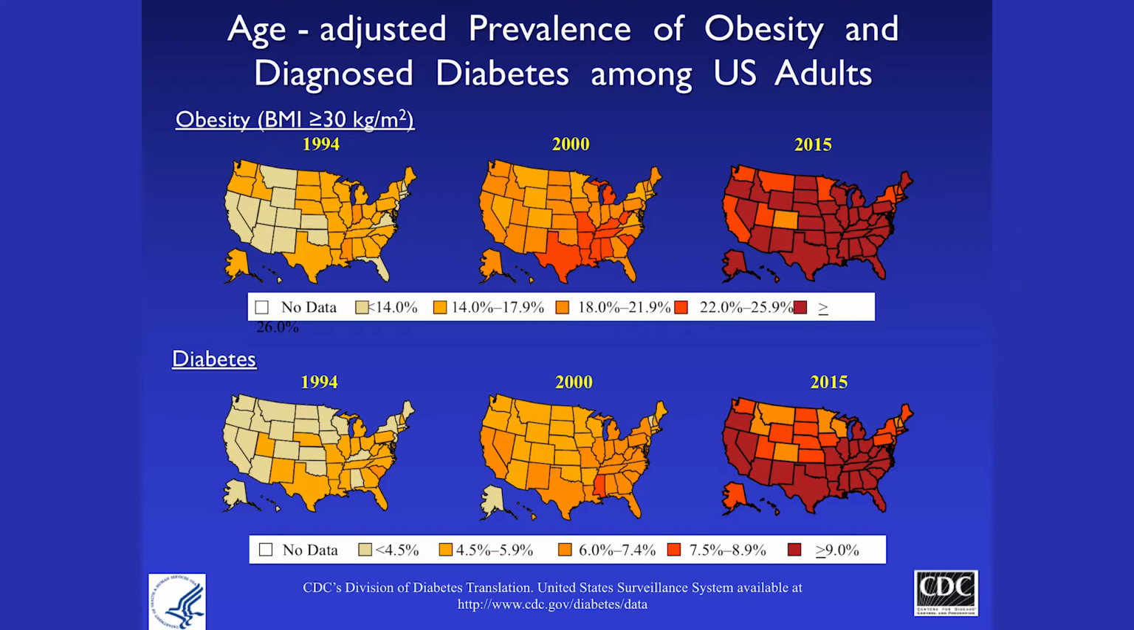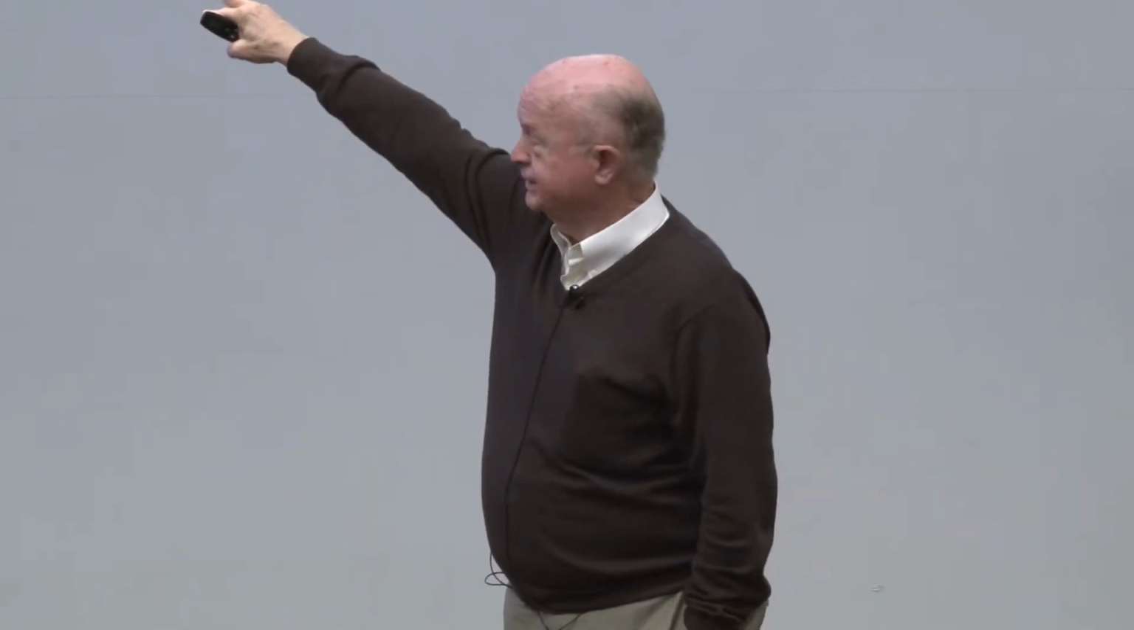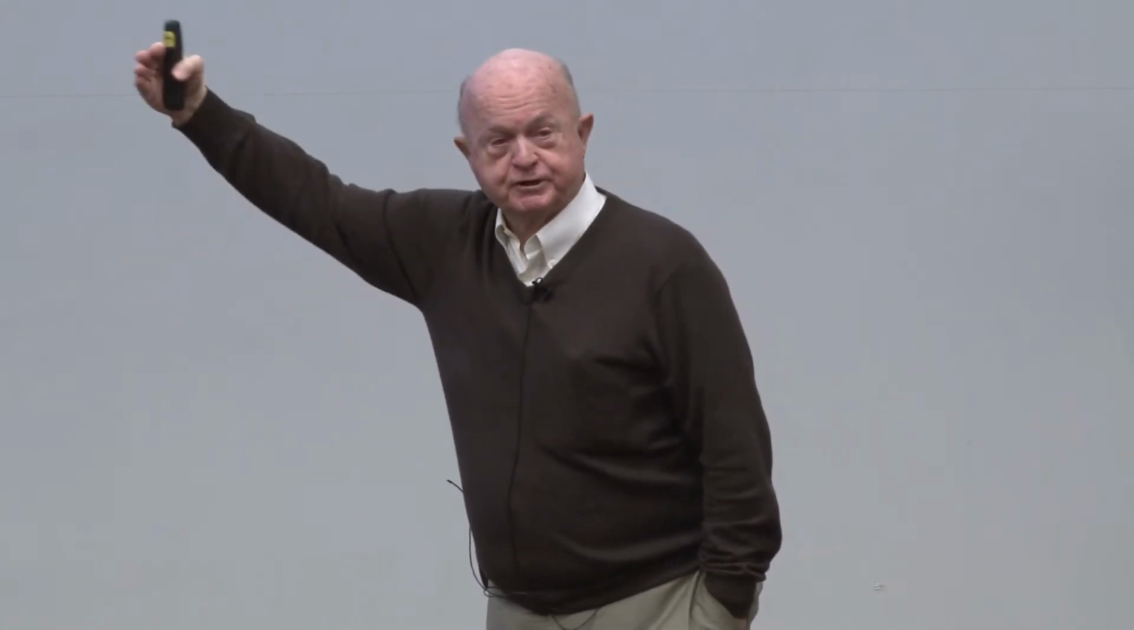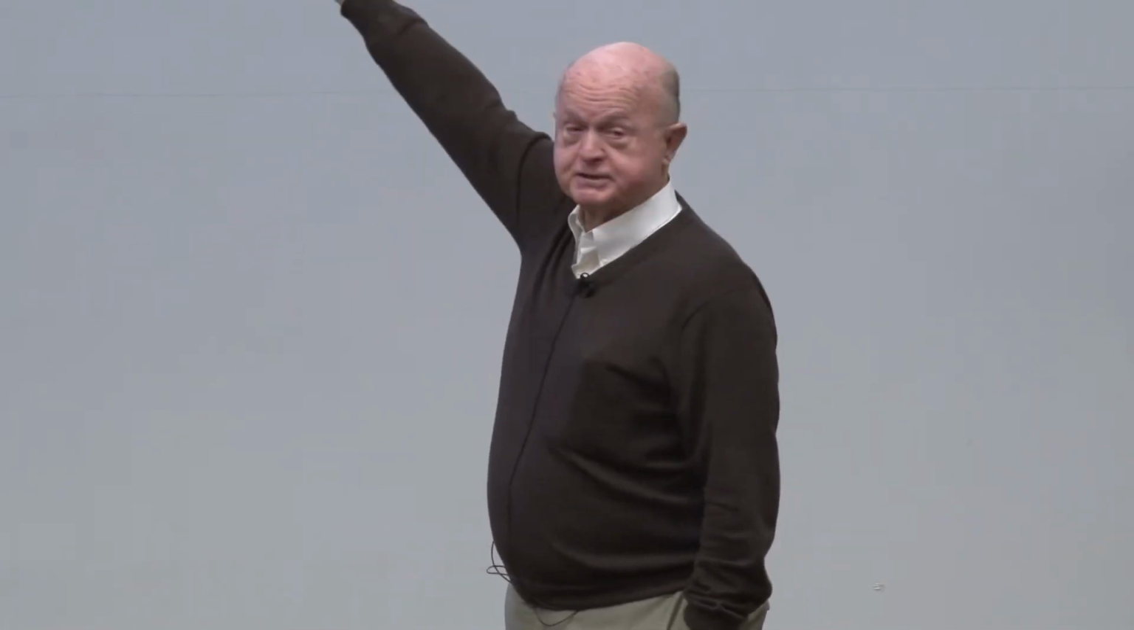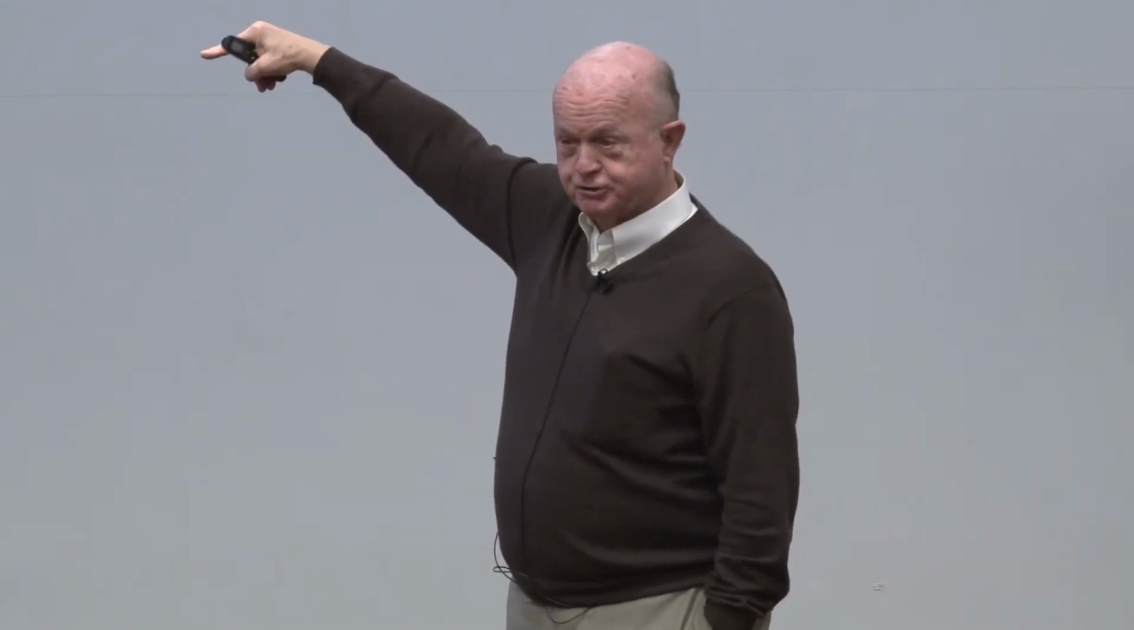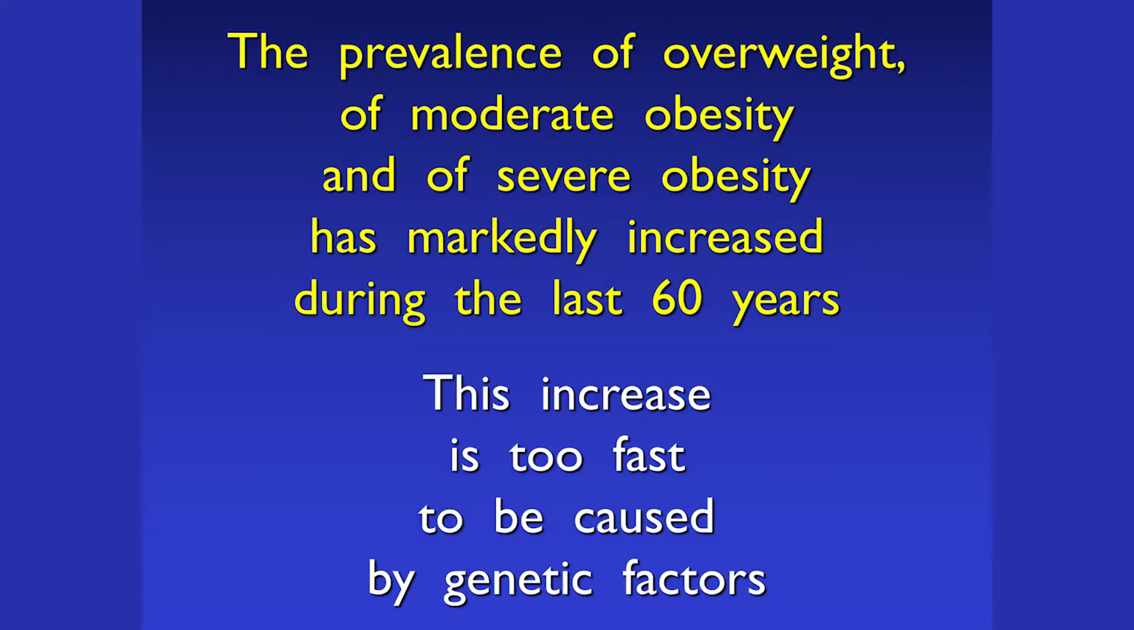That changed, and if you look at the same thing for diabetes, you have a similar pattern because of the association between type 2 diabetes and obesity. And so this cannot be genetics. That's 20 years, 21 years. Genetics doesn't work that fast. Okay? It can't. You're talking about several generations. So when you get that big of an increase in obesity and in diabetes, you can't say, well, that's genetics. It's not. It can't be. That's just too fast. So the prevalence of overweight and obesity in the last 60 years is too fast to be caused by genetic effects.